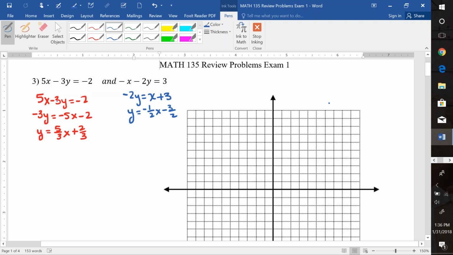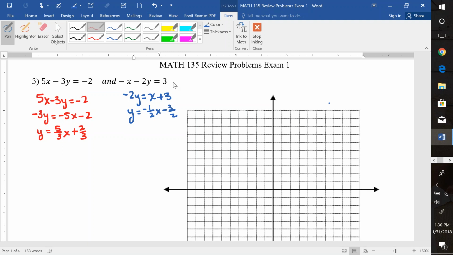And so the first thing you want to do is solve each of those for y. So subtracting 5x over to the right, dividing everything by -3, which will turn both of these into positive, and we keep them both as fractions. And on this one, we'll add the x over and then divide everything by -2. So that makes this -1/2 x minus 3/2.